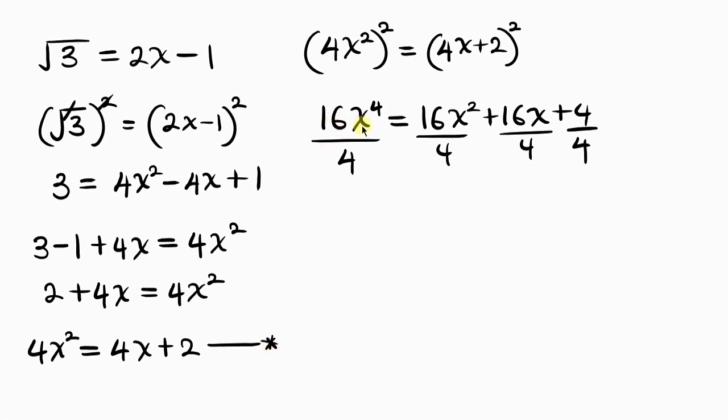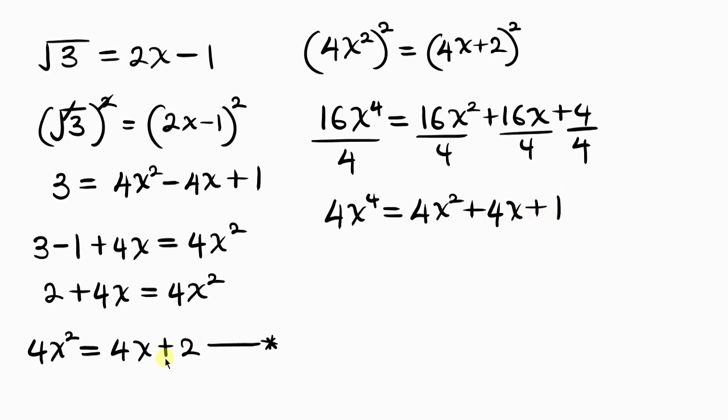So 16x to the 4th divided by 4, I'm going to be having 4x to the 4th equal to 16x squared divided by 4, I'll be having 4x squared, just like this, plus 16x divided by 4, I'll be having 4x, and then plus 1.